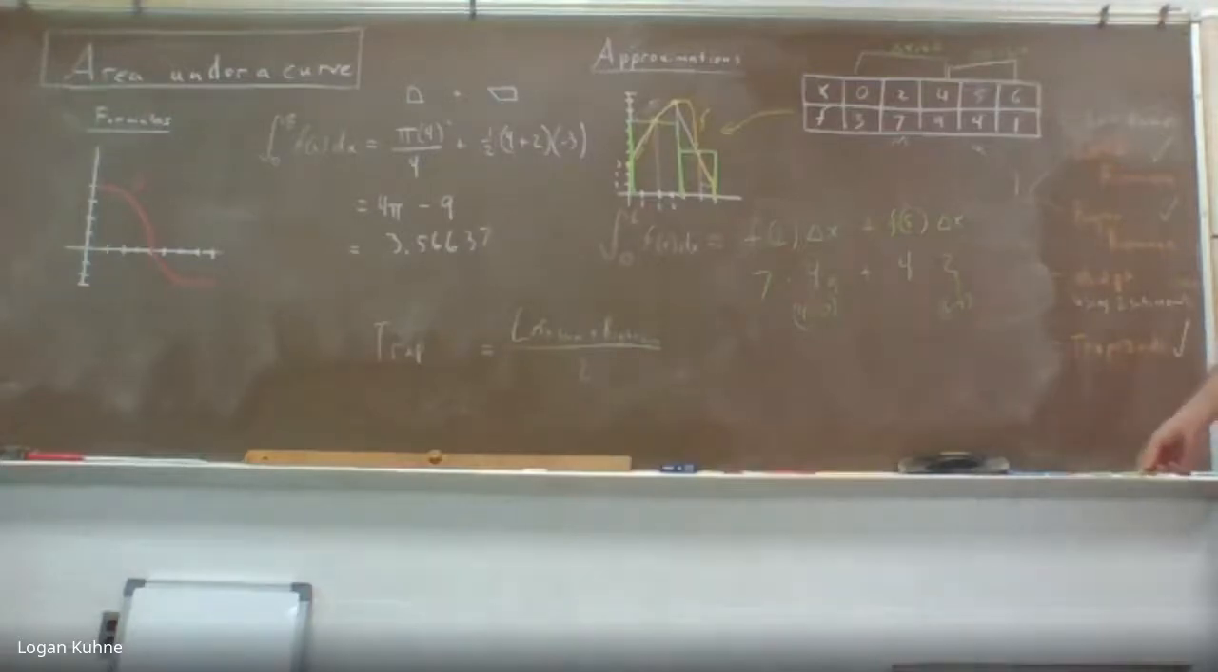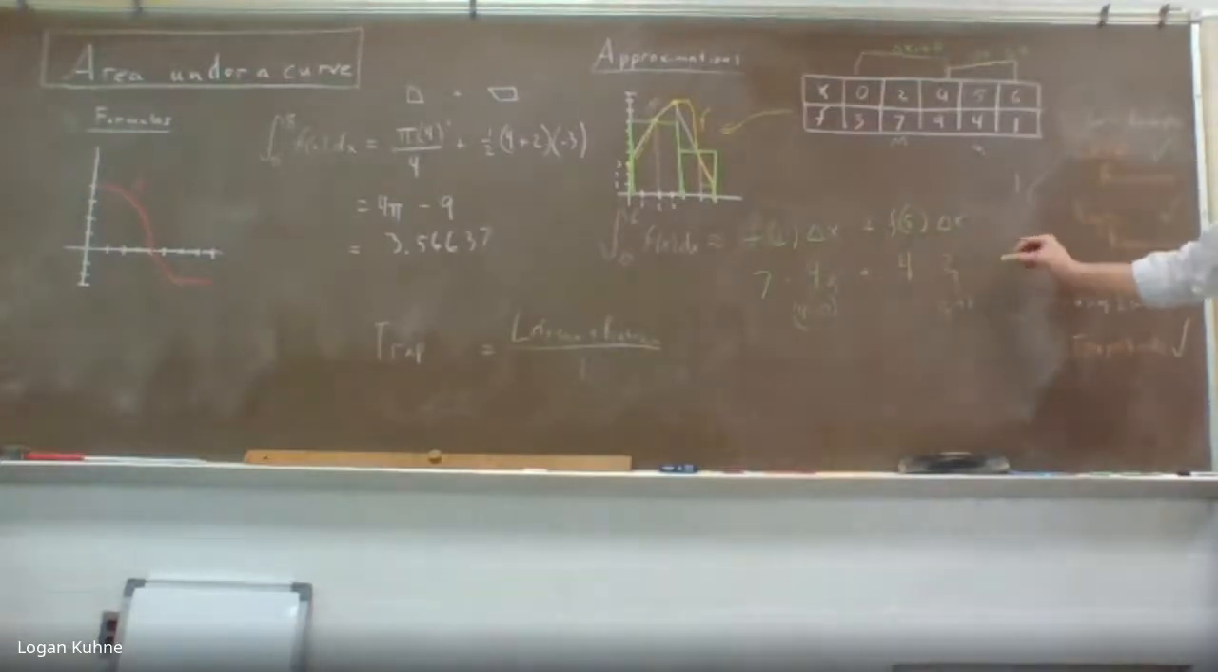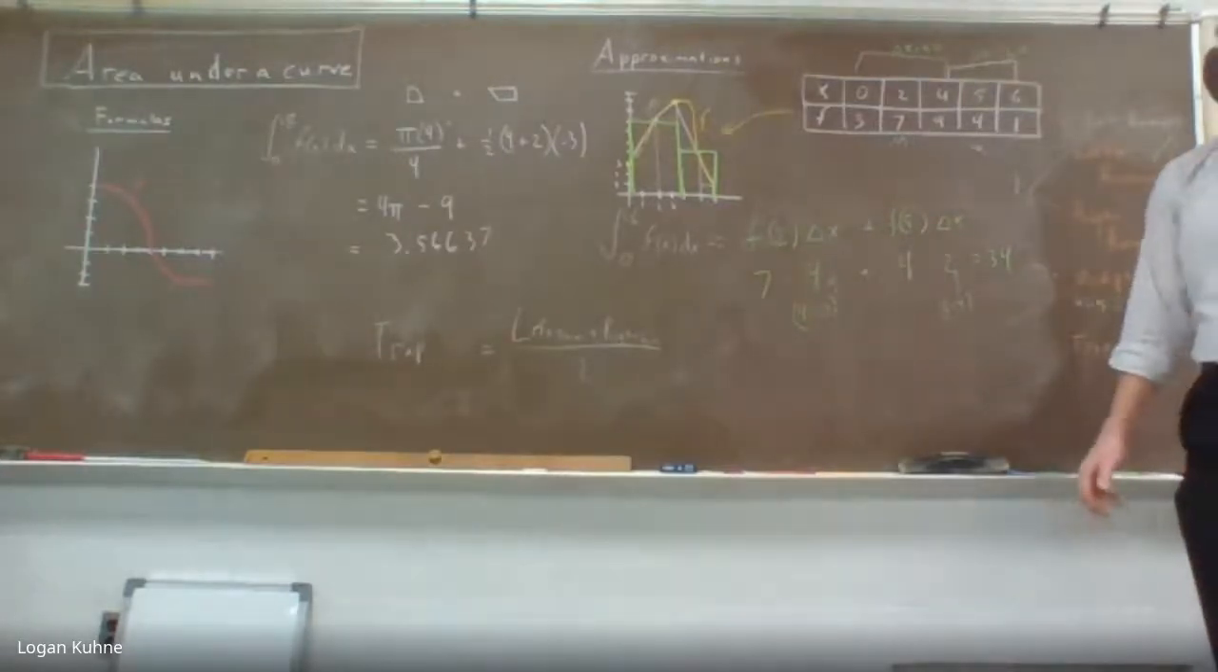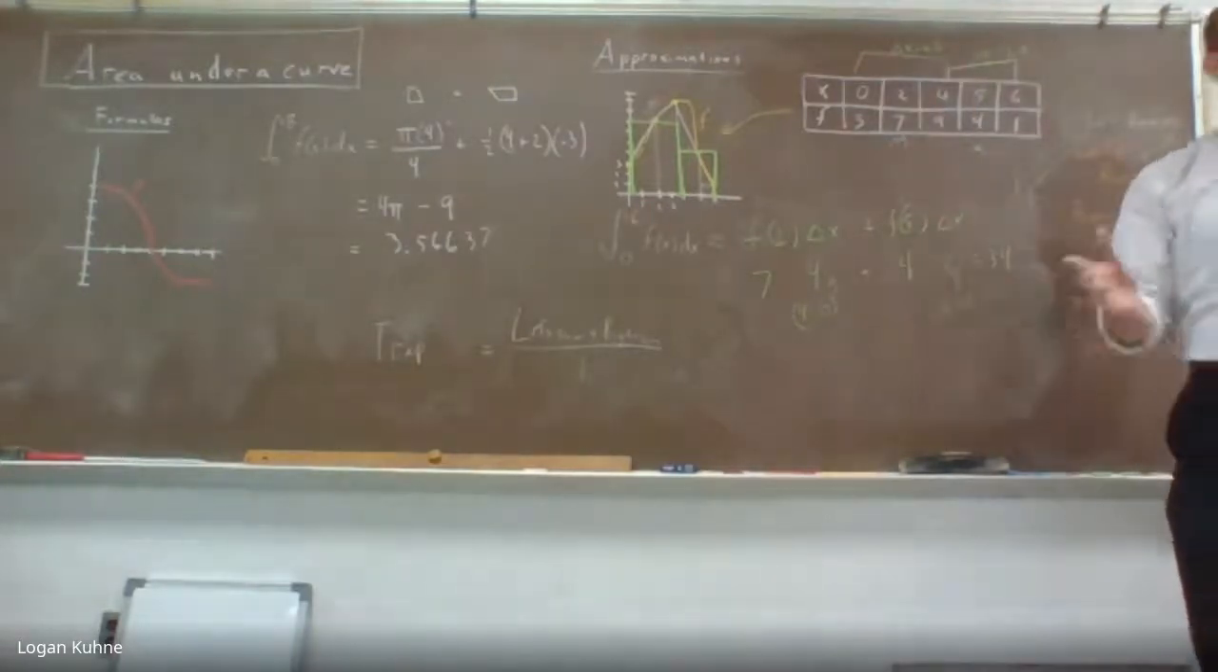Okay. And so we get, let's see here, 28 plus 6, 34, right? Not bad. So these are some ways that we find the area of the curve.